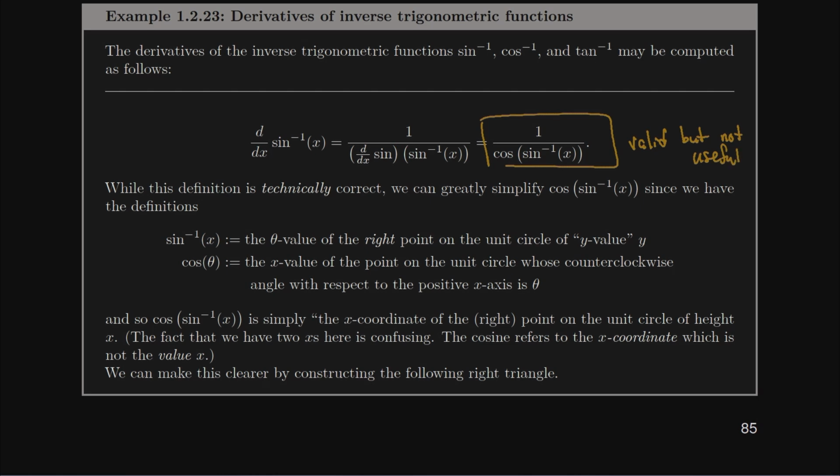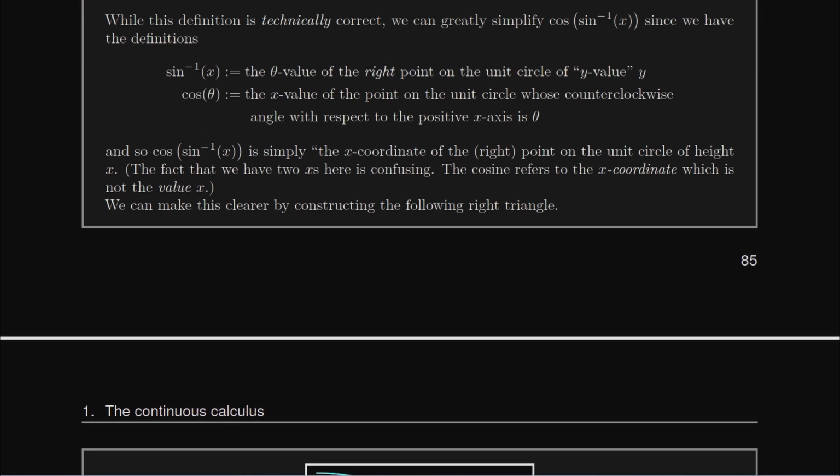If we go back to our trigonometry section, we can compute cosine of sine inverse of x in terms of a polynomial. So let's go ahead and do that. How can we compute cosine of sine inverse? Well, we recall that sine inverse has to be the theta value, or the angle value, of the right point on the unit circle with y value y, and cosine happens to be the x value of the point whose counterclockwise angle is theta.